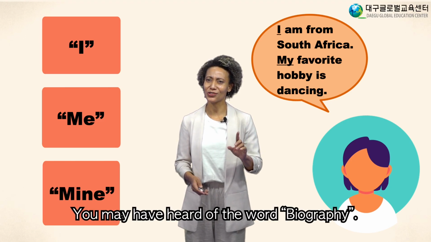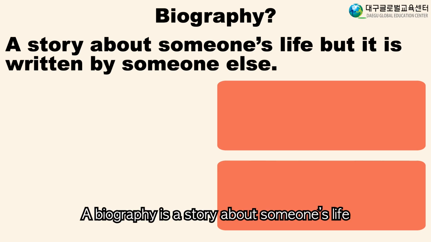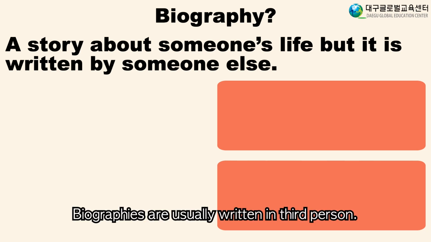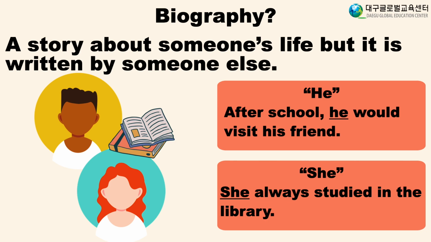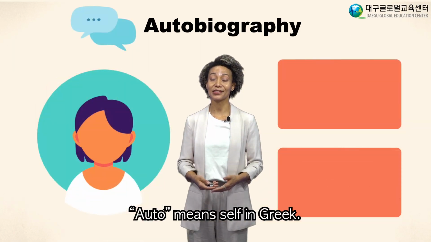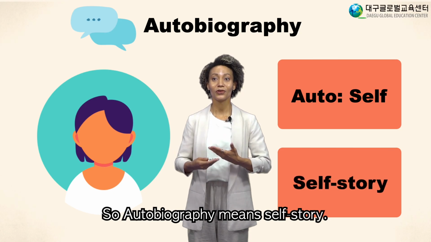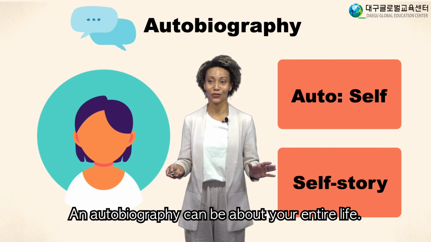You may have heard of the word biography. Biography and autobiography are two different things. A biography is a story about someone's life, but it is written by someone else. Biographies are usually written in third person, so you can use words like he and she. Auto means self in Greek. So autobiography means self-story. An autobiography can be about your entire life.